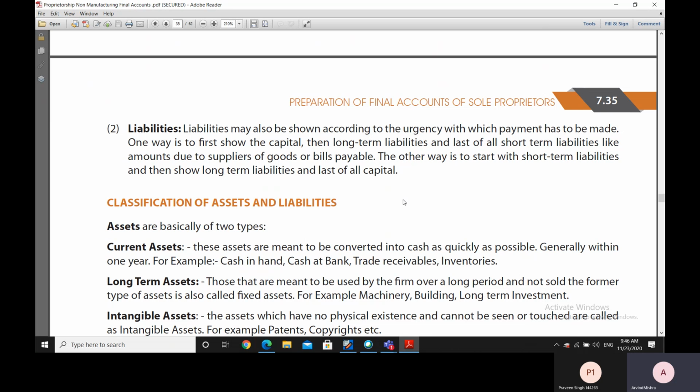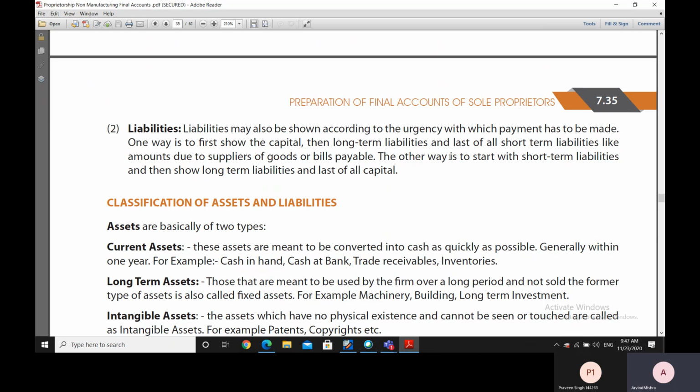Similarly, just like assets, even the liabilities can be suitably entered in a particular sequence. So liabilities can be shown according to the urgency with which the payment has to be made. One way is to first show the capital, then the long-term liability, or the liability which has to be paid as late as later on, and last of all, we'll have the short-term liabilities, which means the liabilities which have to be paid off sooner.